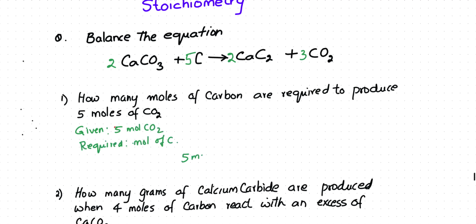Times mole ratio. So the ratio of CO2 and carbon is: CO2 is 3 and carbon is 5. Because here the CO2 is in the numerator, down we write the ratio of carbon dioxide, 3 moles CO2, and 5 moles of carbon. So we have to find moles of carbon. Whatever we have to find should be on the numerator side, on the top. So 5 moles of carbon.